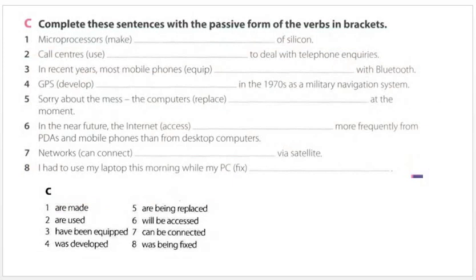Microprocessors are made of silicon. Call centers are used to deal with telephone inquiries. In recent years, most mobile telephones have been equipped with Bluetooth.